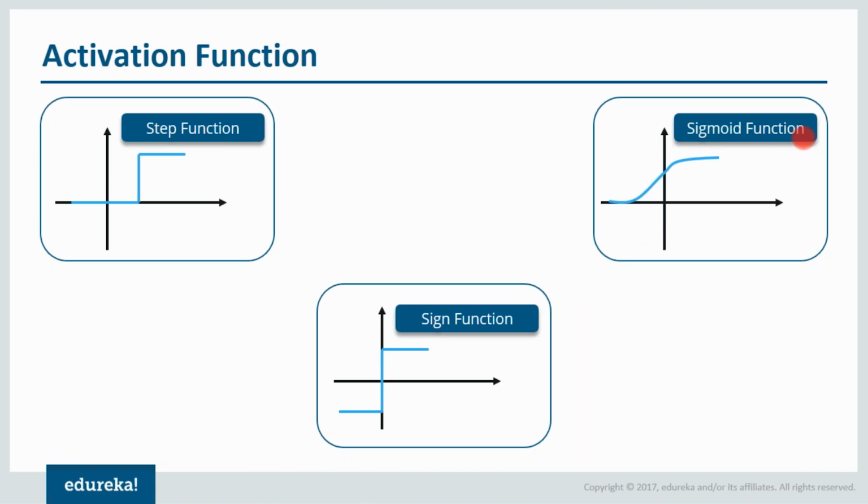And at the same time, the reason for choosing the sigmoid function is that it is easily differentiable. And if you differentiate it twice, you'll get back the same sigmoid function. I hope this answers your question, Emilia.